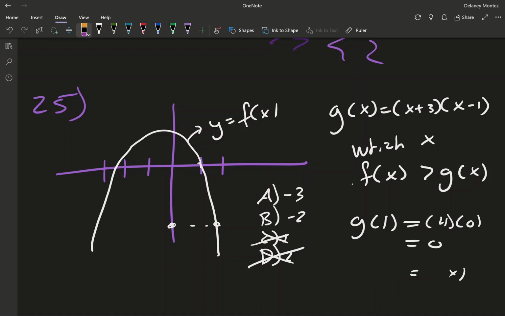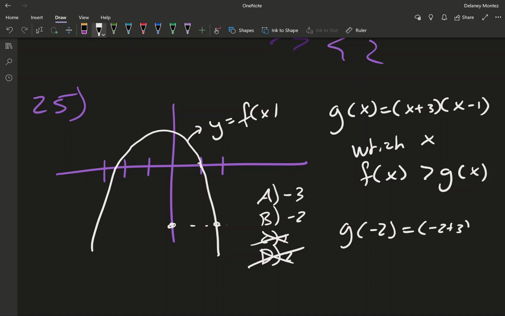Now we're left with two negative numbers, negative 2 and negative 3. Again, we're just going to plug in and try it out. g of negative 2 would be negative 2 plus 3 times negative 2 minus 1. That's 1 times negative 3, so g of negative 2 is negative 3. It's a negative number. But if you look at your graph, at negative 2, f of x is positive. So that tells us it should be B.